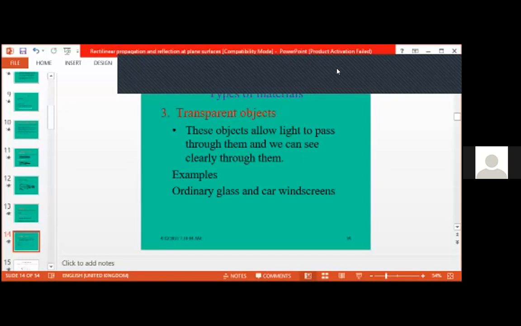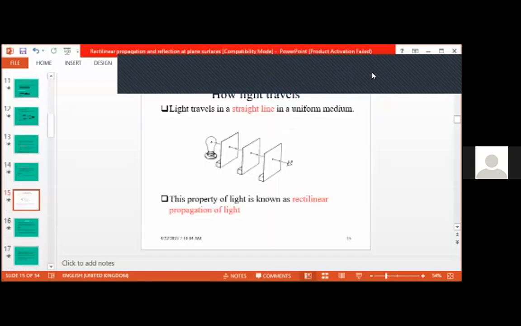Now, notice that we are unable to see round corners. So somebody standing somewhere at a corner, you'll not be able to see them. And basically, it's as a result of how light travels.